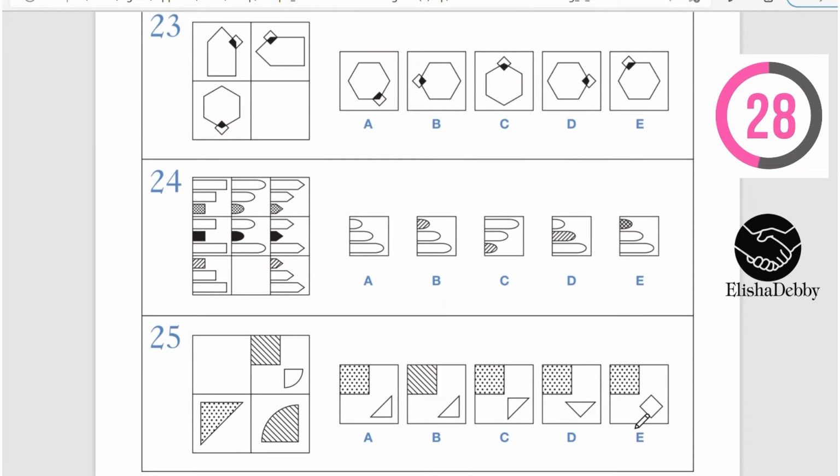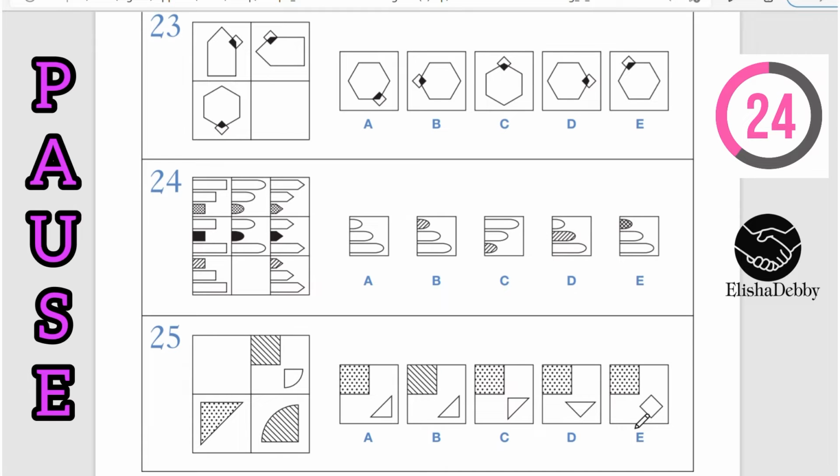I want you to pause your video and mark your answer. Pause the video and work this out for me.